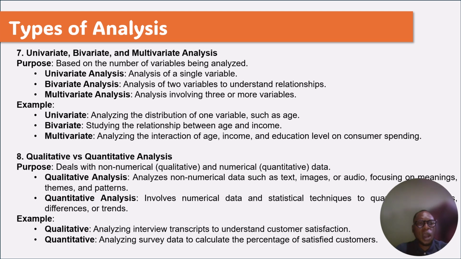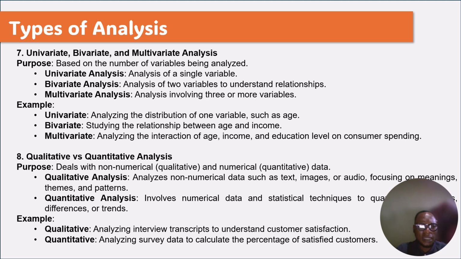We also have univariate, bivariate, and multivariate analysis. Basically, they are based on the number of variables being analyzed. I repeat, the purpose is based on the number of variables being analyzed. Univariate analysis is on a single variable. Bivariate involves two variables to understand the relationship between them. Multivariate analysis involves three or more variables. Let me give you an example now.